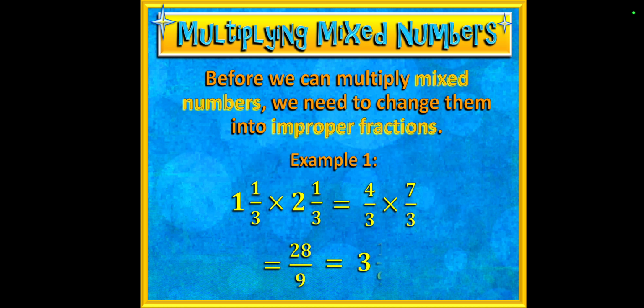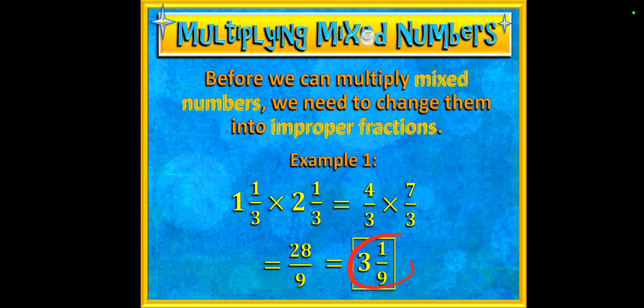So this time, we can easily multiply them. We have 4 times 7, it's 28, and then 3 times 3, it's 9. As you can see, I hate improper fractions. Always make sure that your improper fraction is converted to a mixed number. That should be your final answer. Therefore, your final answer is 3 and 1/9.